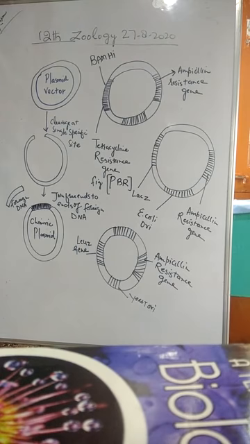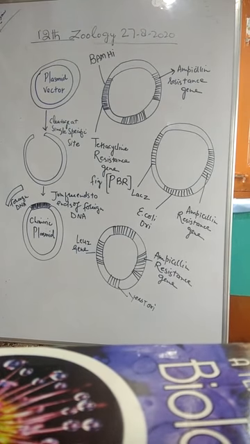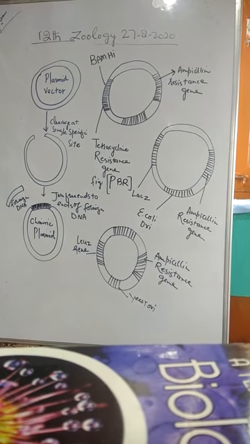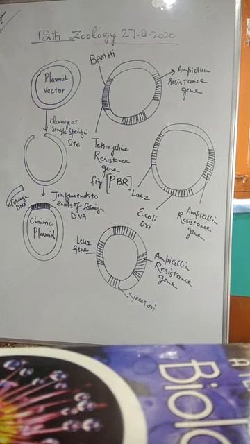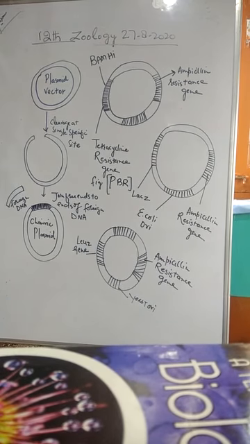A vector is a DNA molecule which has the ability to replicate in a host cell and into which the DNA fragment to be cloned, known as the DNA insert, is integrated for cloning. The vectors are of many types. One of the important vectors is plasmids. The diagram in front of you shows examples of these vectors.